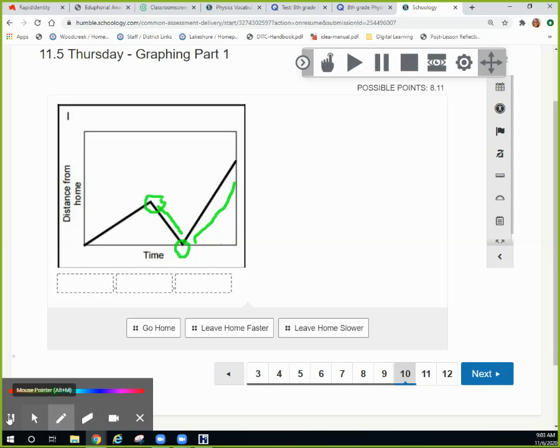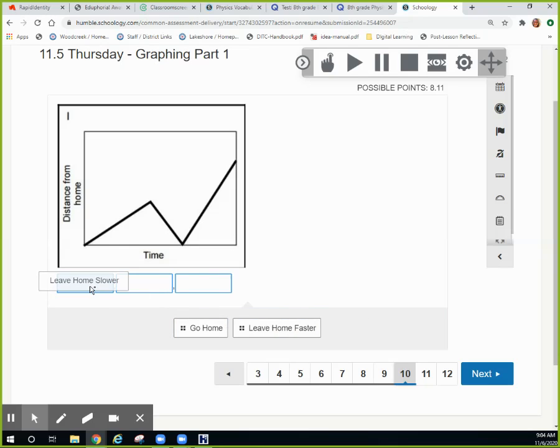Okay? So let me erase all of that. So they leave home. They run back home, and they leave again. Okay? So they leave home slow, because this line isn't as steep as this line. Okay? This line's closer to being vertical up and down than this one is. They had to go all the way back home, and then they left home faster than when they left home the first time. They leave home faster in this line.